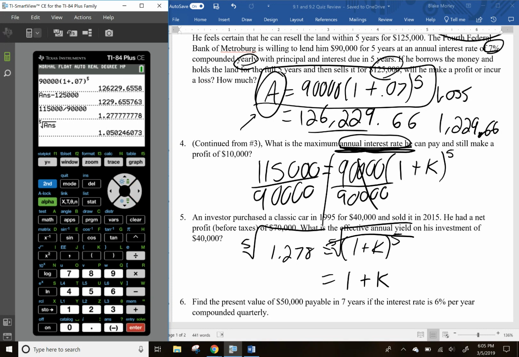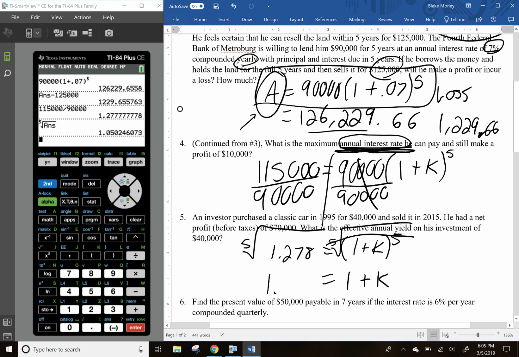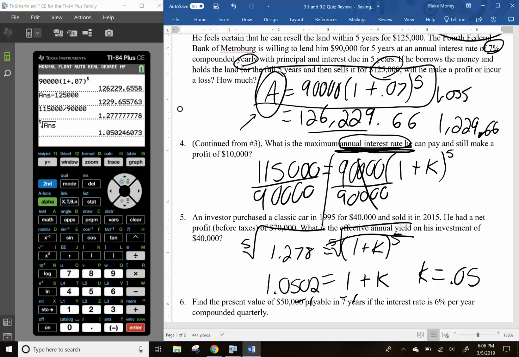And so I get 1.0502 if we, again, put it on paper, rounding it a little bit. So if you subtract the 1 from both sides, then k ultimately ends up being the 0.0502. So that's our k value. Now, as a percentage, you move the decimal back over there, and as a percent, that means 5.02%.